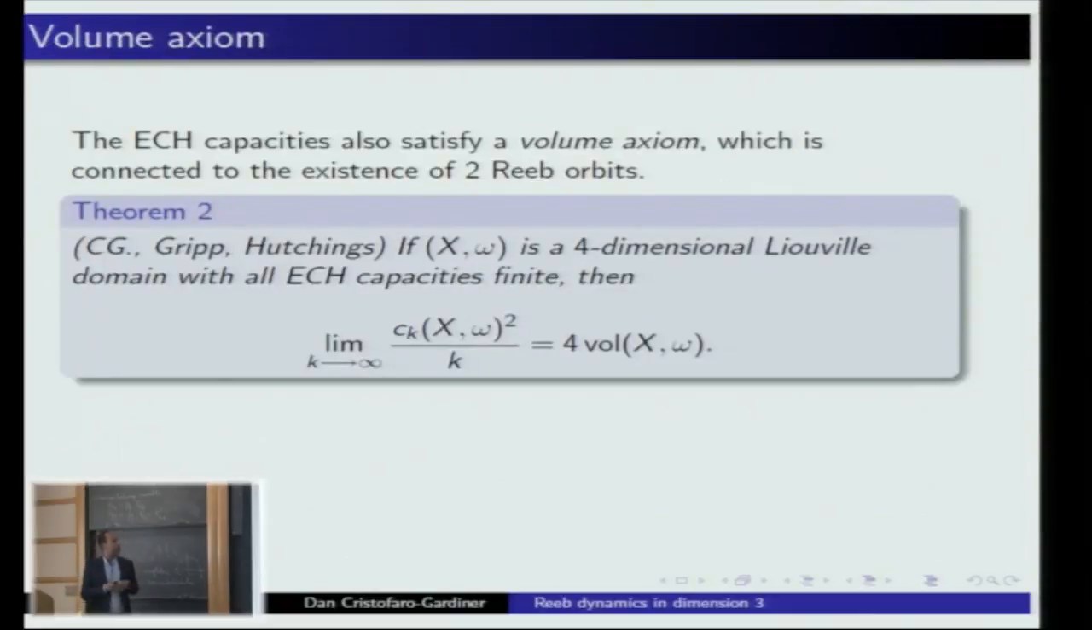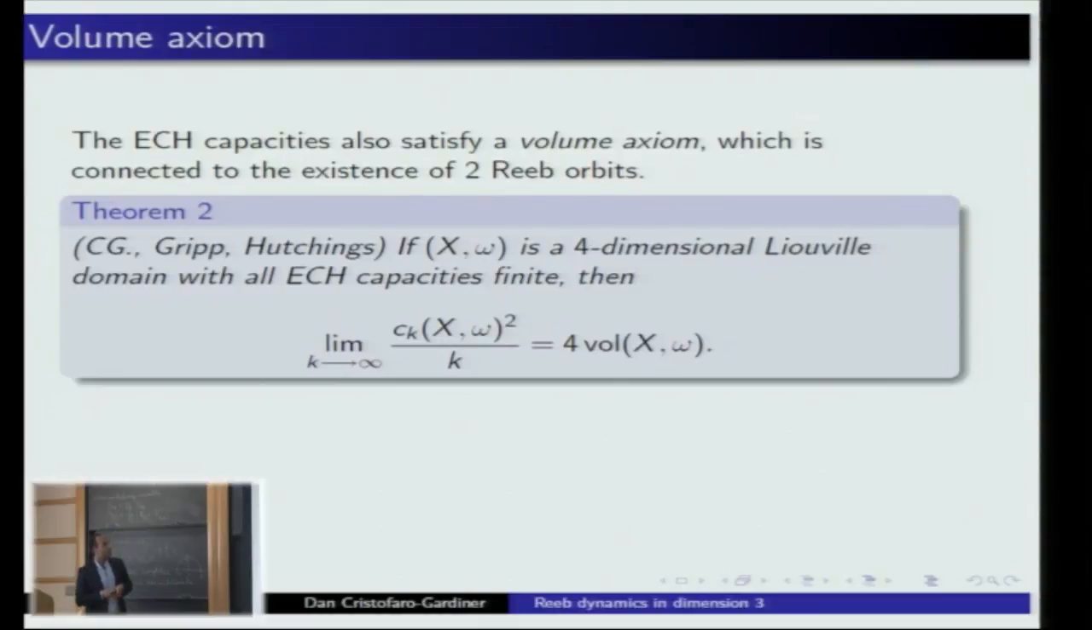And they also satisfy a volume axiom, which was critical to the existence of 2 Reeb orbits. This type of thing was very related. So you might have noticed, going way back, the dates that Hutchings and Taubes proved the non-degenerate case 3 years ago, and Hutchings and I didn't prove the full case until last year. And the basic point is that one needs to better understand these capacities before one can use embedded contact homology to lift these technical hypotheses.